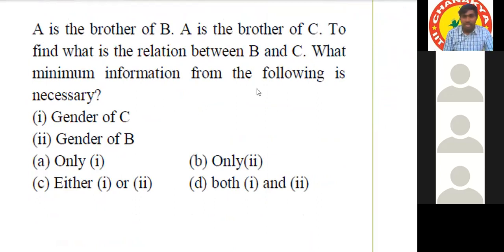Here the question is, what minimum information from the following is necessary to find the relation between B and C? To find the relation between B and C, what minimum information do we have to take? Only 1, or only 2, or both, or either 1 or 2? Both, sir. One of them, either one of them. Okay. Sir, I guess both.